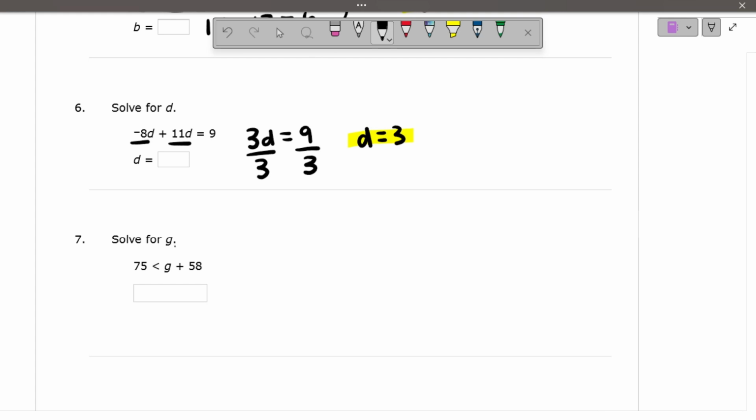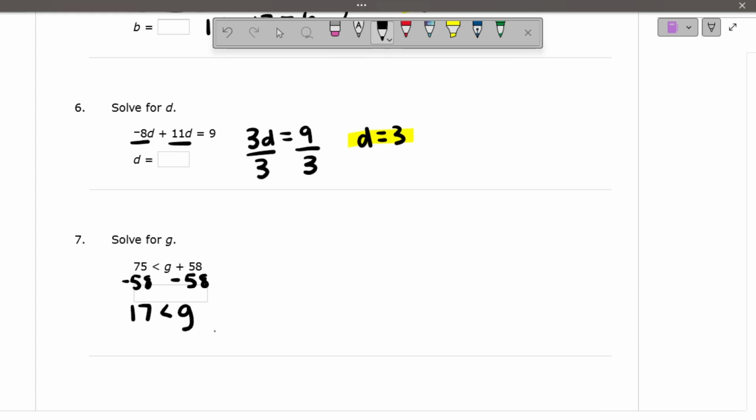7, we start to jump into inequalities, but we still solve it in the same way. There's just a few rules added with inequalities that we just have to keep an eye out for. So let us do minus 58 from both sides so we can get g by itself. All right, and then this is going to work out to be 17 is less than g. So, just a word of advice.